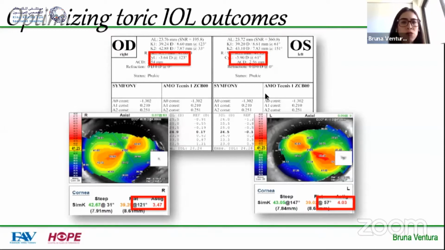So here we see an example of an IOL Master and an OPD-Scan exam, and we see how both devices are measuring very similar magnitudes of astigmatism and axis of astigmatism, both for the right and for the left eye. We can also see the pattern of astigmatism and how the corneas of both eyes of this patient are wonderful. These are wonderful eyes for us to be implanting toric IOLs.